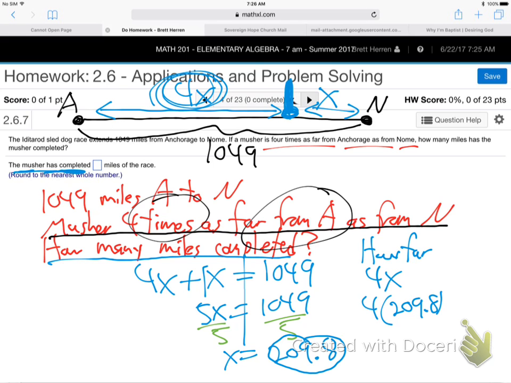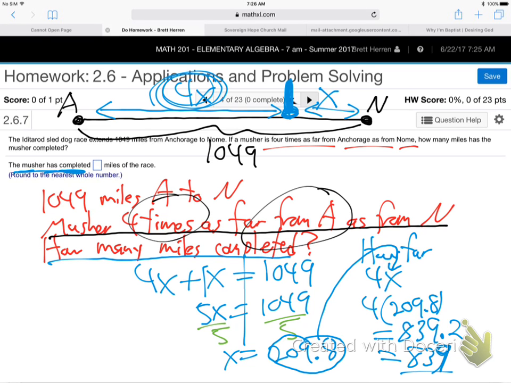So don't round till the end. Don't round that 209 to 210. It'll mess you up. Don't do that. Keep it 209.8 till the very end, and then plug that in, and then use your calculator. 4 times 209.8. What is that? 839.2. So now we'll round: 839 miles. He's 839 miles from Anchorage, right? Because he's almost done. That makes sense. 839 out of the total 1049. He's far into the race.